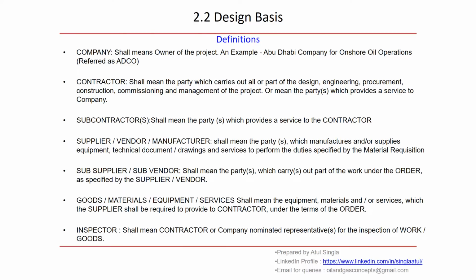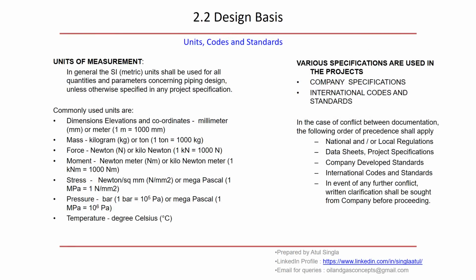Supplier, vendor, manufacturer shall mean the party which manufactures or supplies equipment, technical documents, etc. Similarly, goods, material, equipment, services shall mean the equipment, material, or services which the supplier shall be required to provide to the contractor under the terms of the order. Okay, so these are the general definitions which are found in all the design bases.